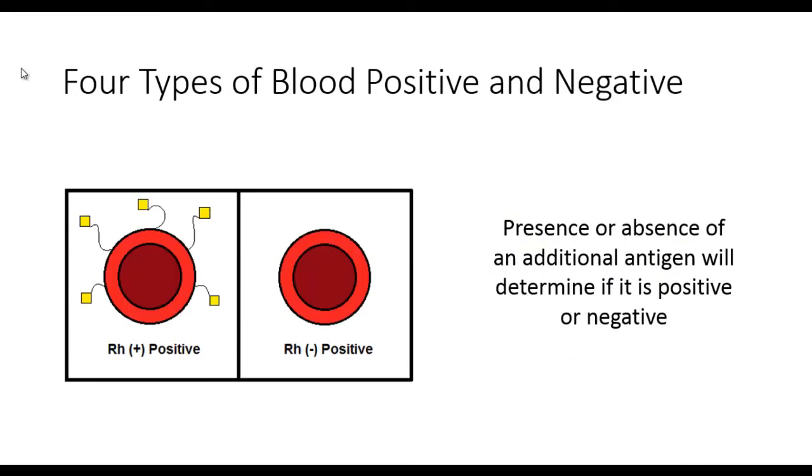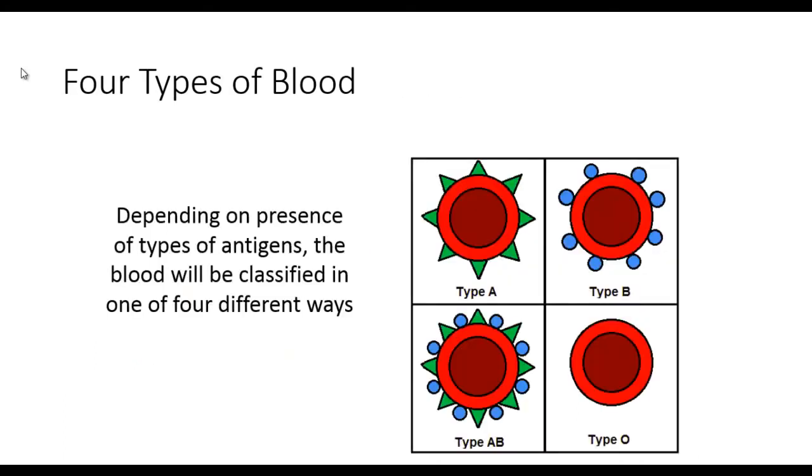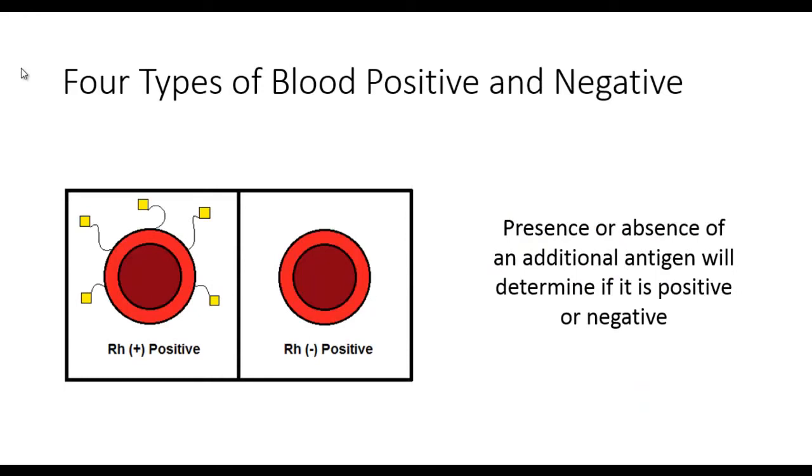Now, if you've ever heard people talk about blood types, you usually hear things like O positive or O negative. There's an additional antigen that will determine that. And just like in our previous slide, notice in type O there's no antigen present, therefore it's type O. In type A and B, both are present. Same concept.